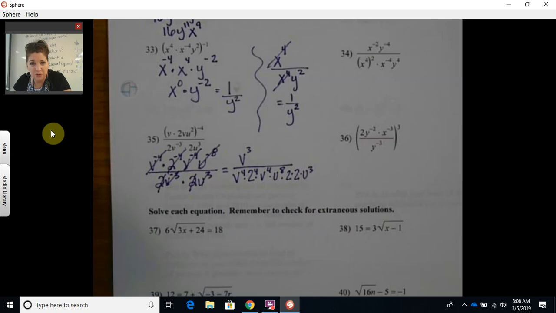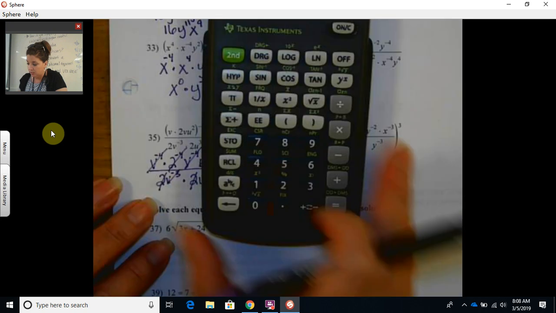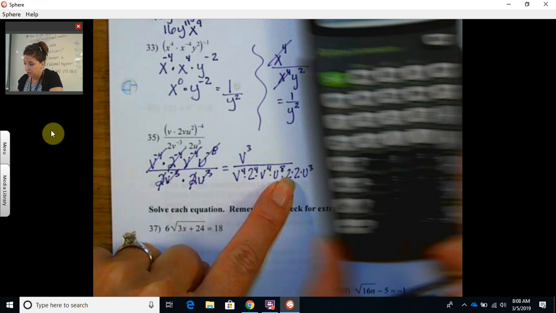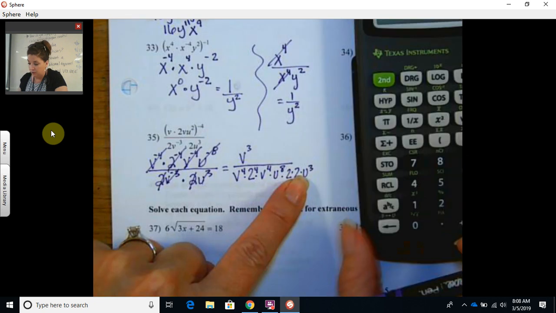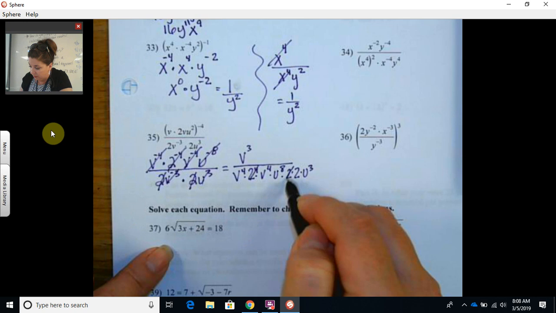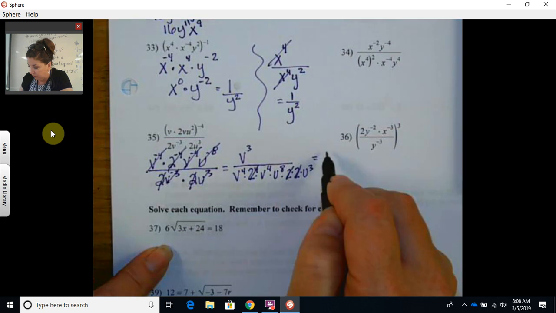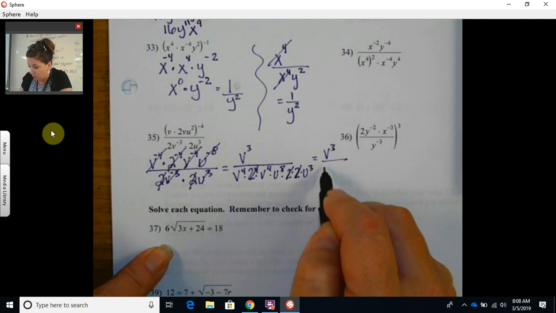So this looks crazy, but just take it one step at a time. All right, so I have v cubed in the numerator. And the denominator I have a lot of like terms, right? So first let me figure out my coefficients. I have 2 to the fourth times 2 times 2. Well, what is 2 raised to the fourth power? 16. 16 times 2 is 32, and 32 times 2 is 64. So all of this multiplied together will give me a coefficient of 64, right? Y'all with me?